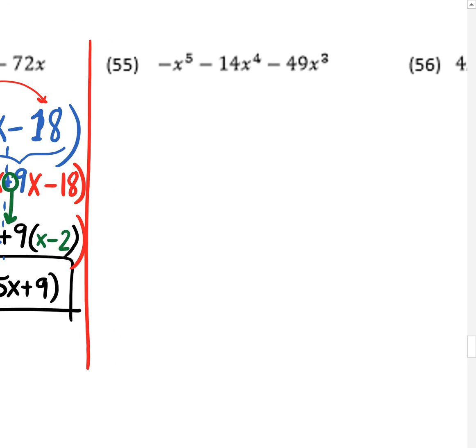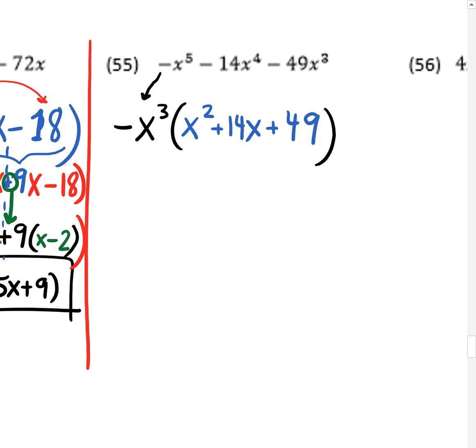Okay. I think the next problem, this one also has a common factor. A lot of these do, huh? And since I see there's a negative in front of the very leading term, I want to take the negative out. They all have an x in common. I can take the smallest number of x's I see. That's three of them. Okay, negative x to the third times what is negative x to the fifth? That'd be x squared. Negative x to the third times positive 14x would be negative 14x to the fourth. Negative x to the third times positive 49 would be negative 49x to the third.